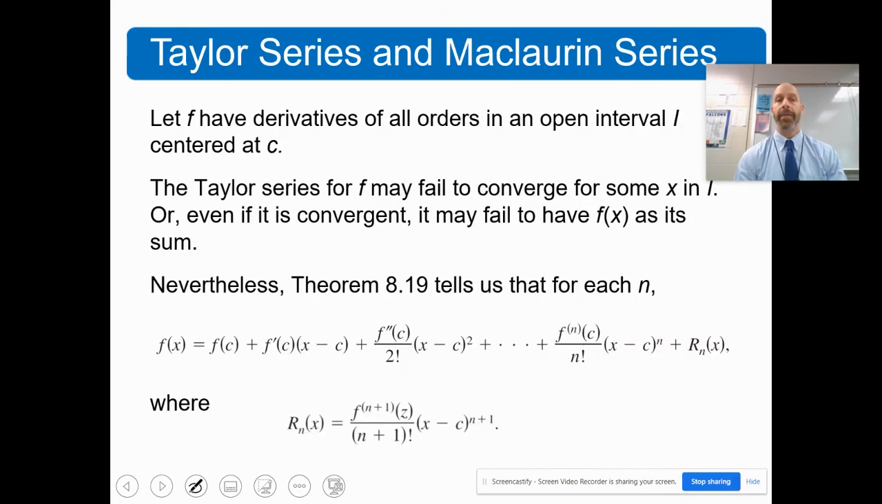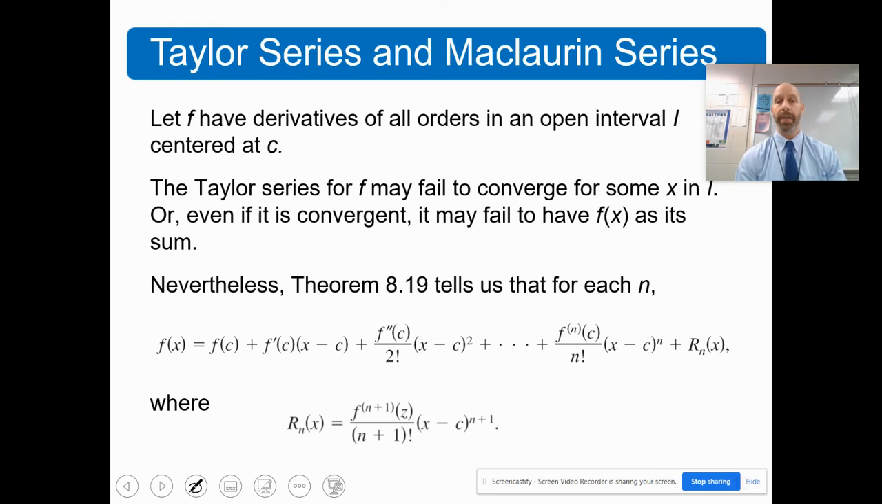Let f have derivatives of all orders in an open interval I centered at c. The Taylor series for f may fail to converge for some x in the interval, or even if it is convergent, it may fail to have f of x as its sum.